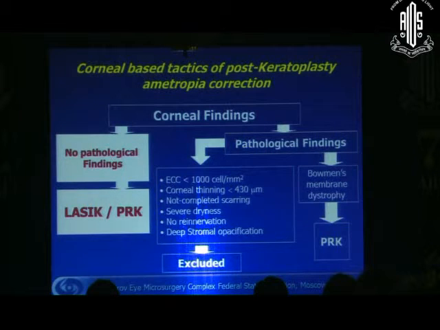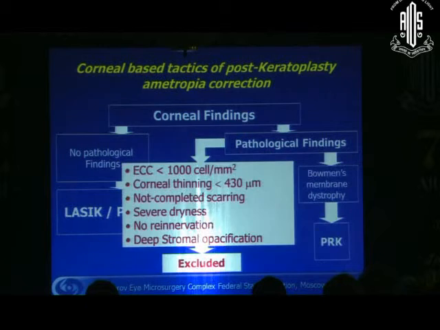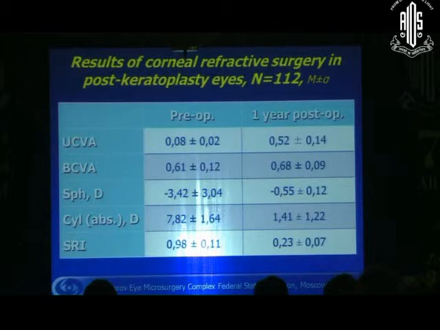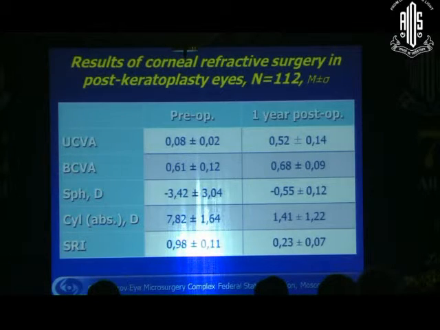In case when we have no severe pathological corneal findings, we perform LASIK or PRK according to the optometric parameters. In case when we see Bowman's membrane dystrophy, we perform PRK, transepithelial PRK, and in case when we see severe corneal findings, we don't perform any corneal procedures. This principle allowed us to operate 112 eyes, and one year post-op, we see quite good and predictable refractive results.